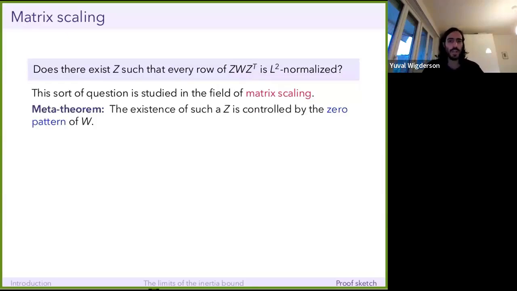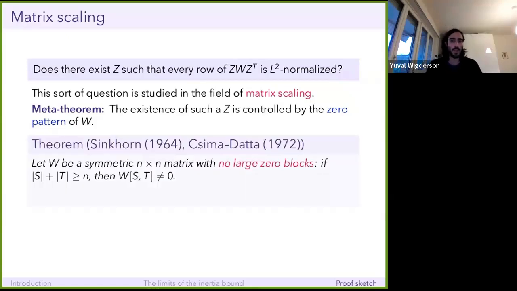Kind of amazingly, there's a pretty deep meta theorem underlying all of matrix scaling. So many results in matrix scaling are of the following flavor. For such a question, whether or not there exists such a matrix Z only depends on the zero pattern of W. So it actually doesn't depend on the entries of W at all. It only depends on where the zeros are. And in fact, there are many theorems of this type that give you an if and only if characterization for when things like this are possible.